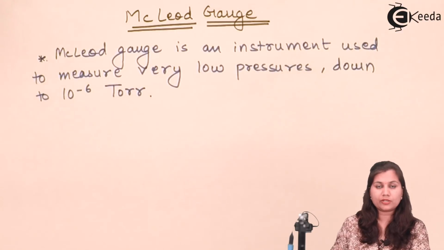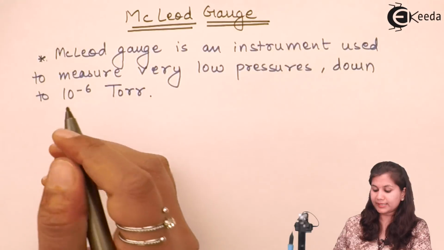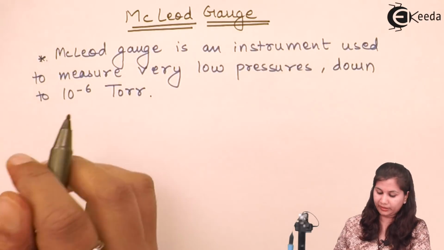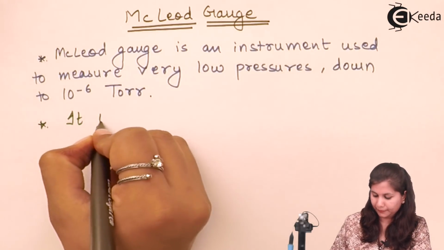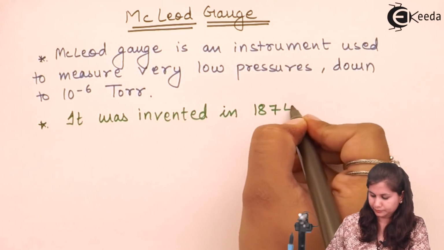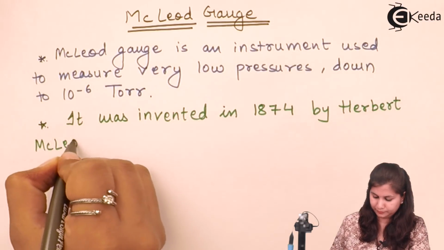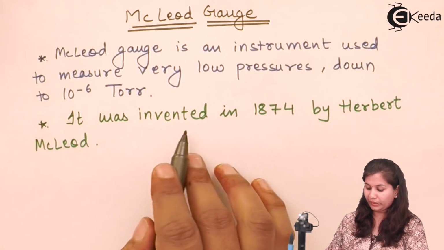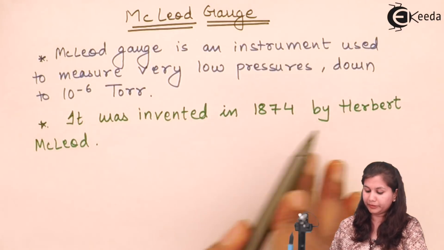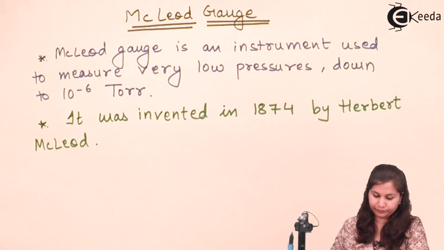Now McLeod gauge, it was invented by the scientist Herbert McLeod. So it is named after the scientist who invented it. It was invented in 1874 by Herbert McLeod. That is why it is known as the McLeod gauge.